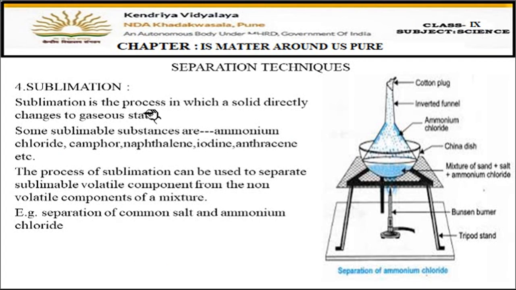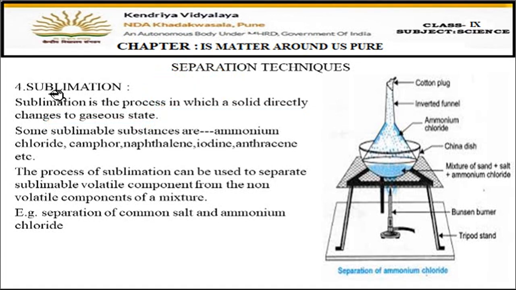Now, sublimation is the process in which a solid directly changes to gaseous state. So, this is the definition for sublimation. In this process, any solid directly changes to gaseous state without coming to the liquid form. Generally, the routine is that a solid first converts to liquid and then the liquid turns into gaseous state. But here in the sublimation process, the solid directly changes to the gaseous state.